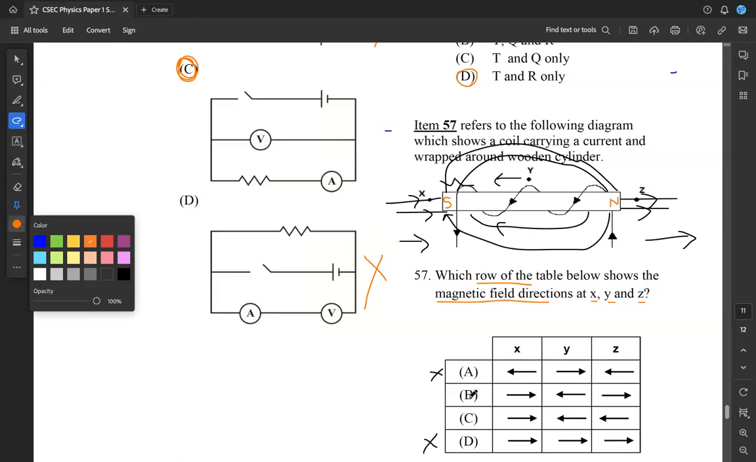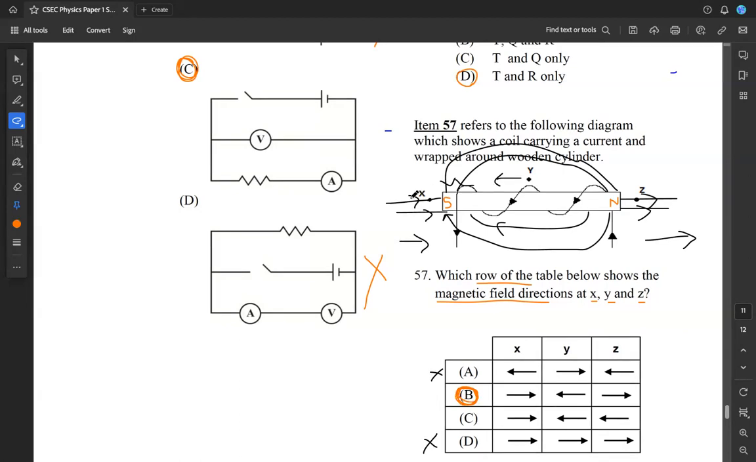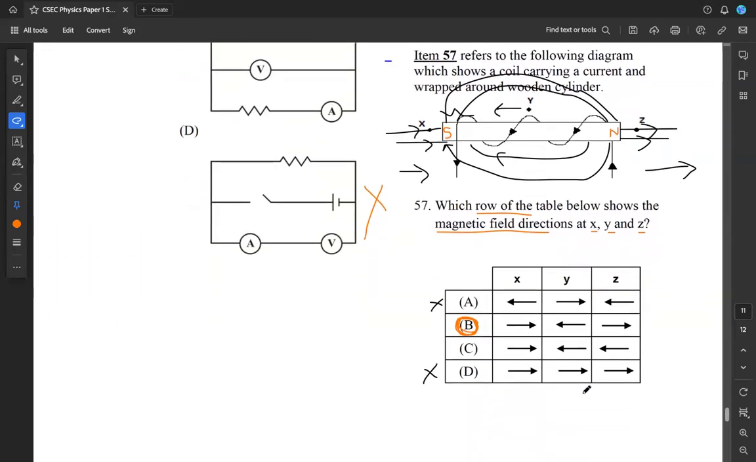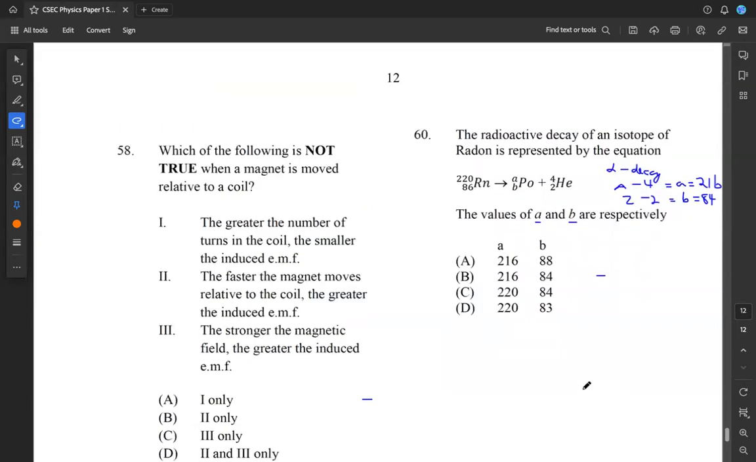So 57 is just really relying on our use of Fleming's right-hand rule, okay? So we have X going right, Y going left, Z going right. So that's this one, okay? So B is our answer for 57, and we just use Fleming's right-hand rule to come up with that. So that's 57, B, and then 58 now.